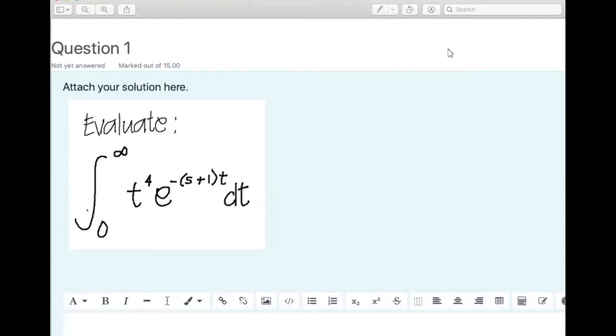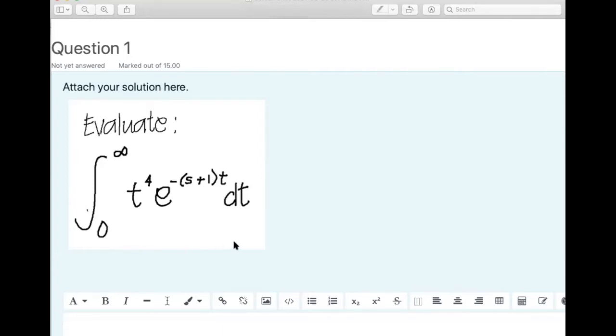I'm going to show you how to evaluate this integral. This problem is from quiz number 2 in Advanced Engineering Mathematics. It says you are to evaluate the integral of t raised to 4 times e raised to negative times the quantity s plus 1 times t dt with limits from 0 to positive infinity. There are two ways for you to evaluate this integral.